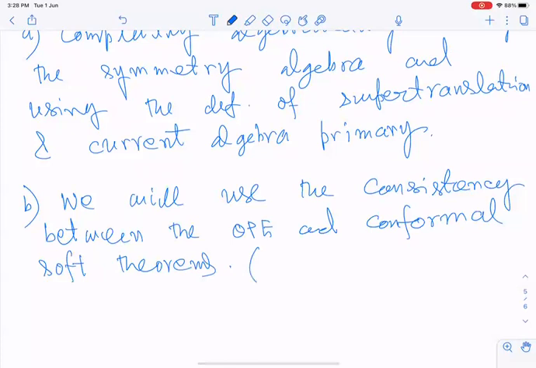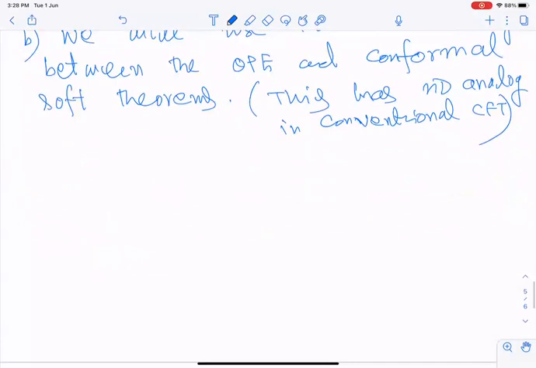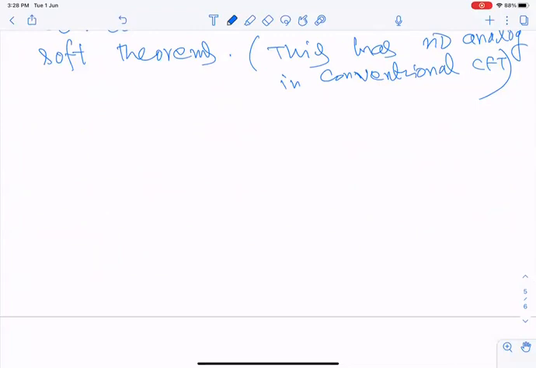This has actually no analog in ordinary CFTs, in conventional CFT. So I'll just illustrate these things, because the other one is purely algebraic, you just do the algebra. Okay, so let me start with this operator, this OPE.